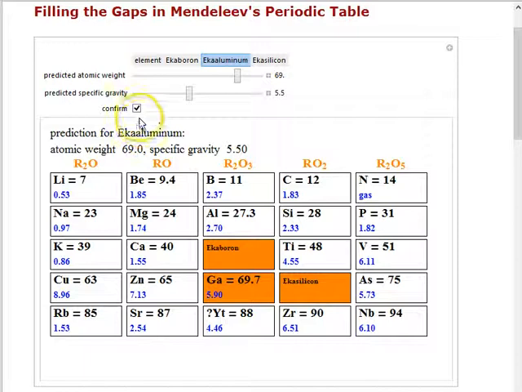One moment. We'll hit this. Ah, shoot. What is the specific gravity? 5.3, right? 5.5. I'm sorry. 5.53. Okay. One moment. It's difficult to do this with this mouse. Okay, here you go. Eka silicon.